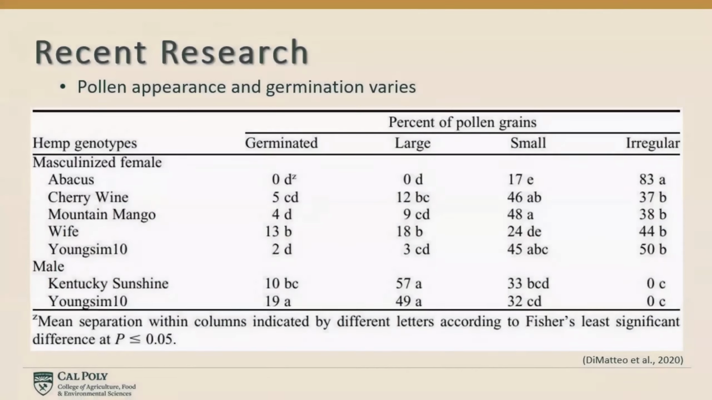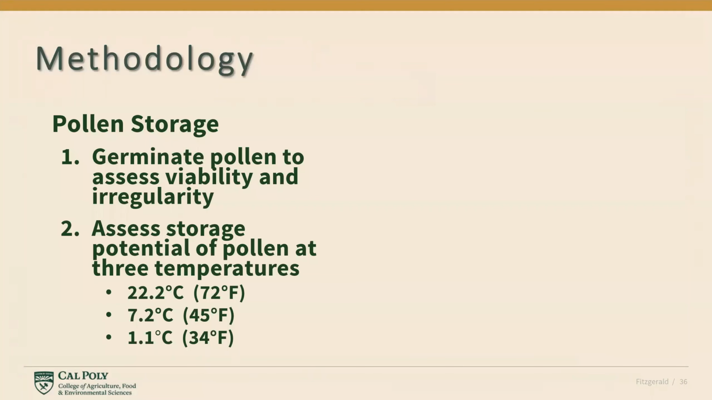So, the methodology in the present study was to germinate the pollen to assess the viability and the pollen irregularity from plants from the masculinization experiment, then assess the storage potential of the pollen at 3 different temperatures: 22.2 degrees Celsius, 7.2 degrees Celsius, and 1.1 degrees Celsius.